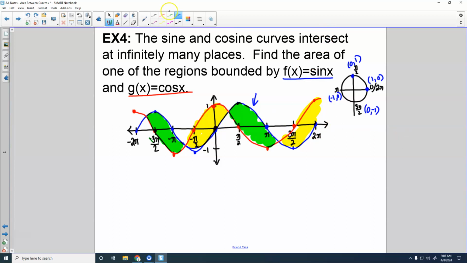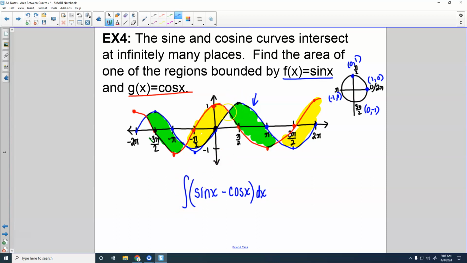Question though. In order to do this, we need to know the top function, bottom function, and our limits that we need to use. So let's do, I think, top function, bottom function is easier. What's the top function? Sine. So we're doing sine of x. What's bottom? Cosine. So sine of x minus cosine of x. That's what we're integrating.